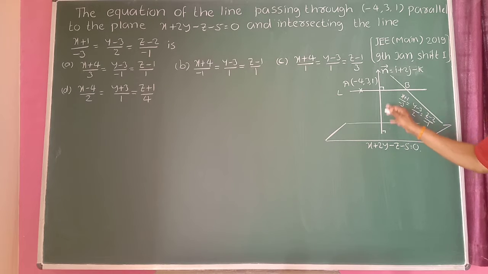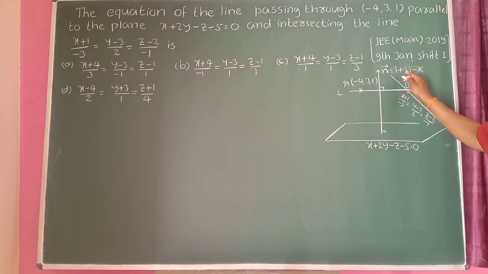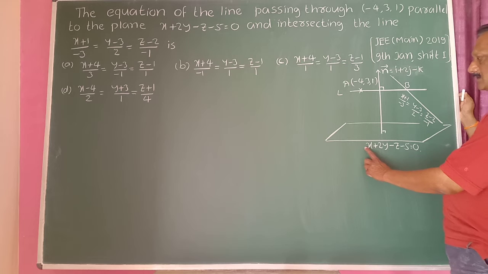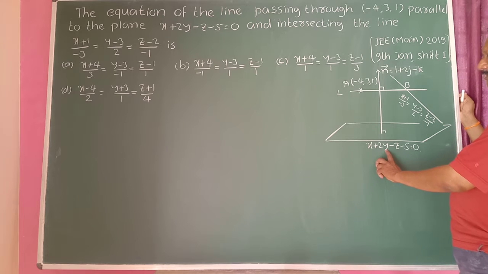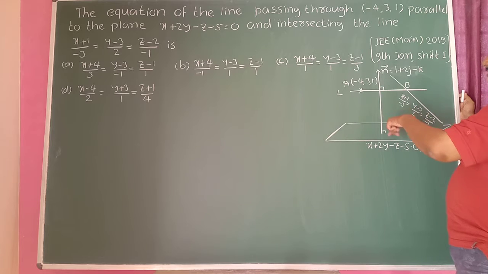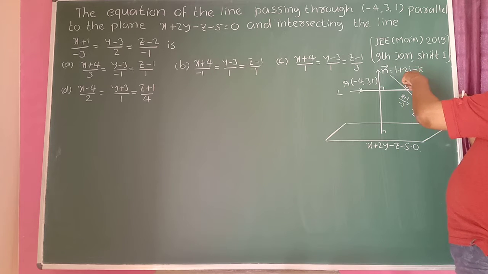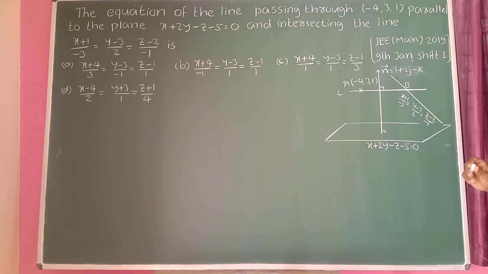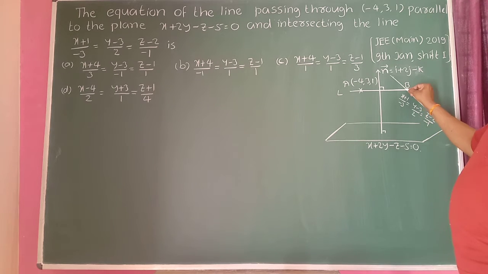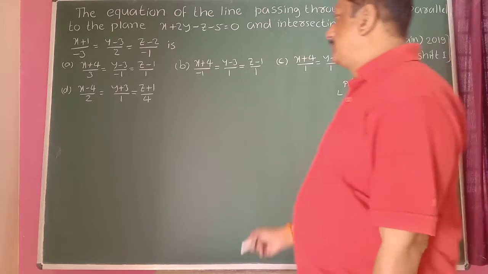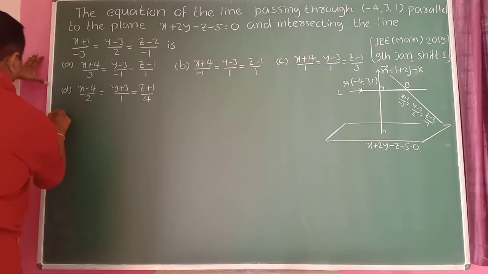Then the normal n bar is i + 2j - k, because the x coefficient is 1, the y coefficient is 2, and the z coefficient is -1. The normal and the line are perpendicular to each other. So we need to find point A or point B. Therefore, take the solution.